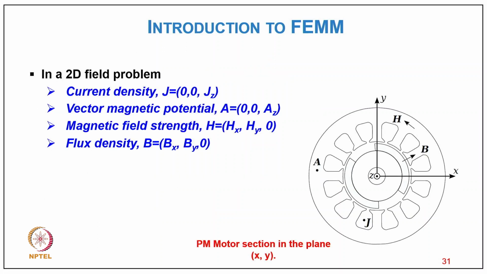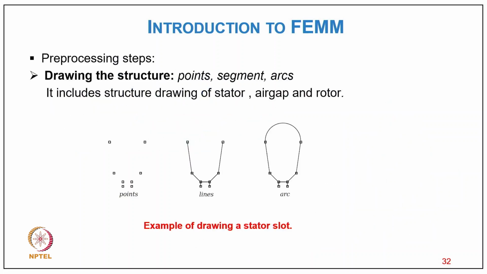Now in a 2D field problem, the current density J is a function of (0, 0, Jz), the vector potential A equals (0, 0, Az), the magnetic field strength H is (Hx, Hy, 0), and the flux density B is (Bx, By, 0). Here it is typically a PM section in the xy plane, as you can see in the figure.